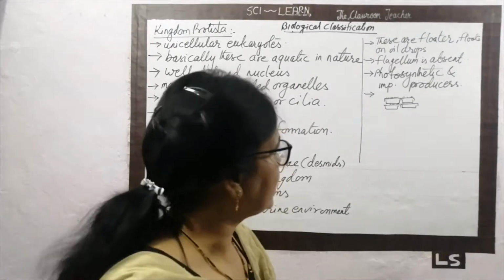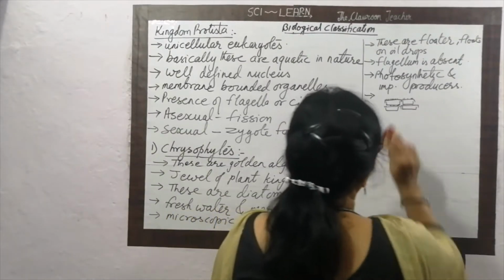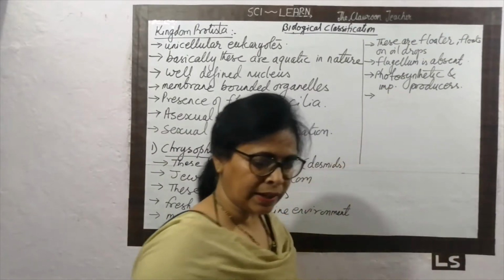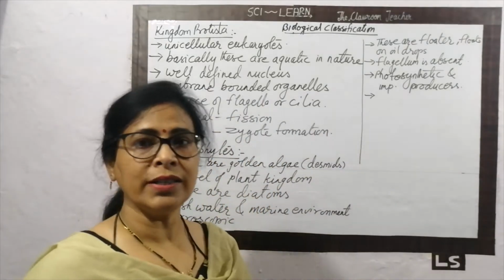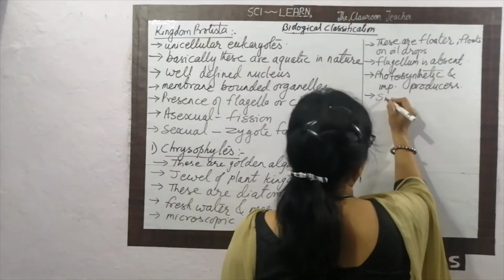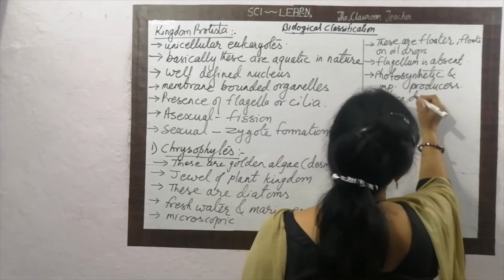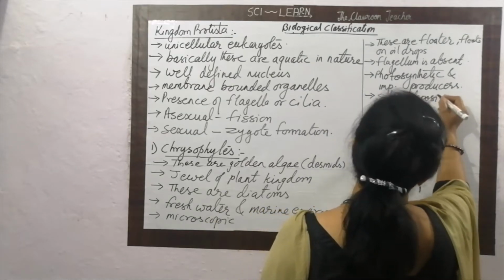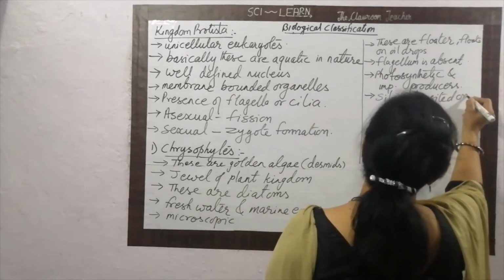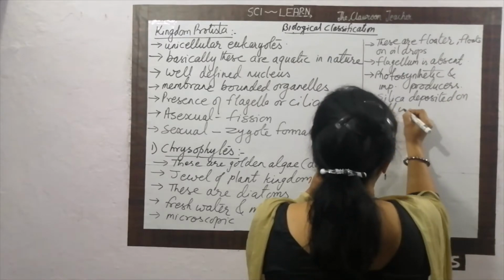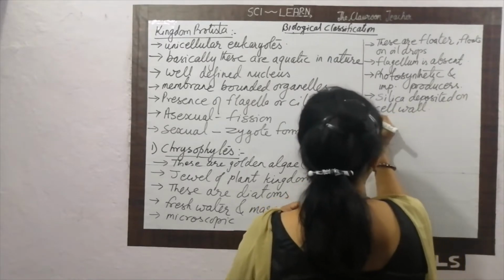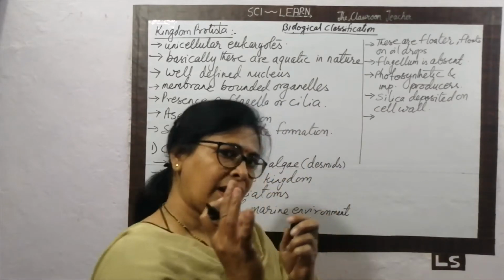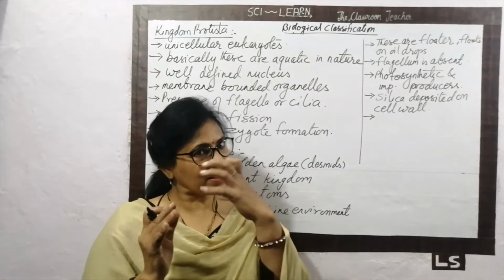The silica is deposited on the cell wall. What happened? Silica is deposited on the cell wall. Silica is sand. And when this species dies, the silica layer remains there. Silica is the hard layer.